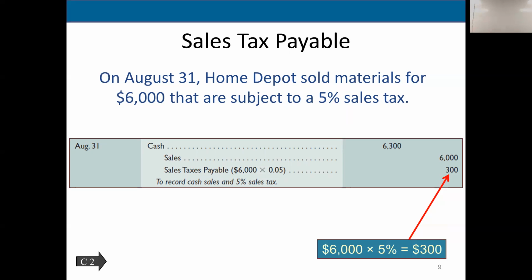All right, so August 31st, Home Depot sells materials for $6,000 that are subject to a 5% sales tax. How are they going to account for it? Over on the left, we have the date. Now, how much money did they receive? They received $6,300. They're going to debit cash $6,300. We are going to credit sales $6,000, and we're going to track that sales tax payable with the $300.